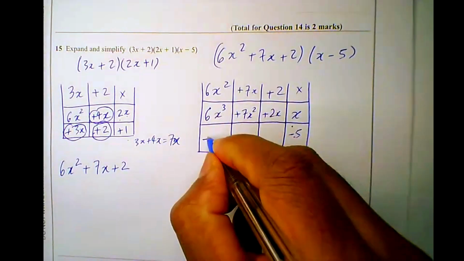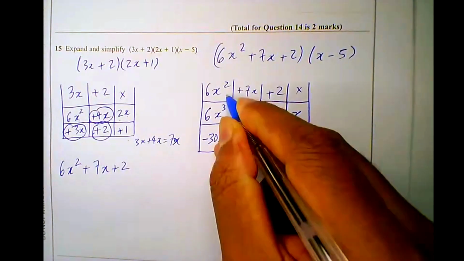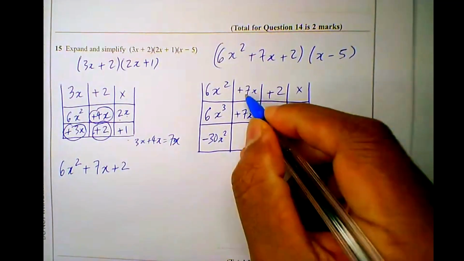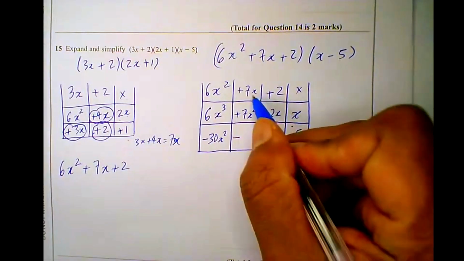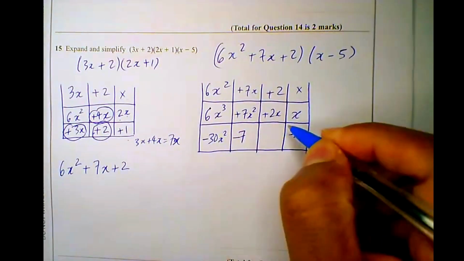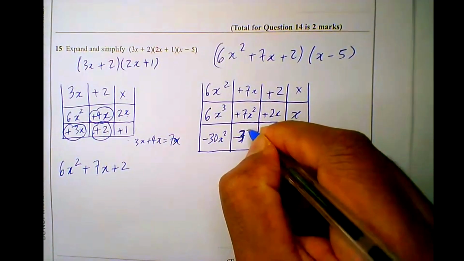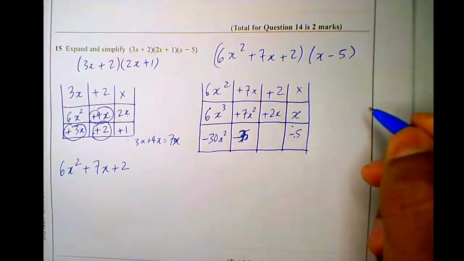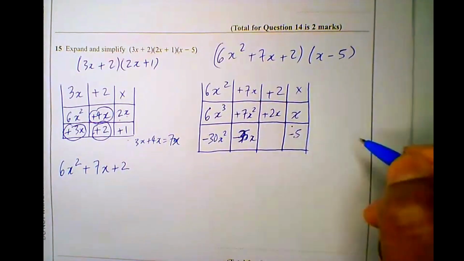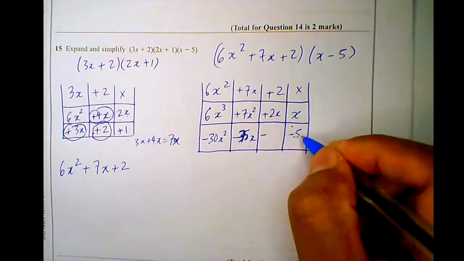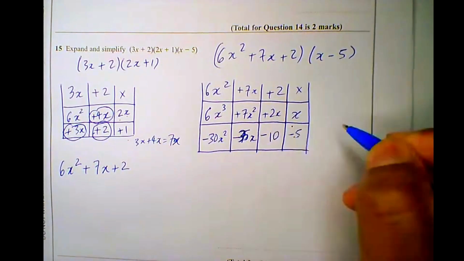5 times 6 is 30, x squared. Negative and a positive is a negative. 5 times 7 is 35 rather, not just 7. 5 times 7 is 35. And then x. Negative and a positive is a negative. 5 times 2 is 10.